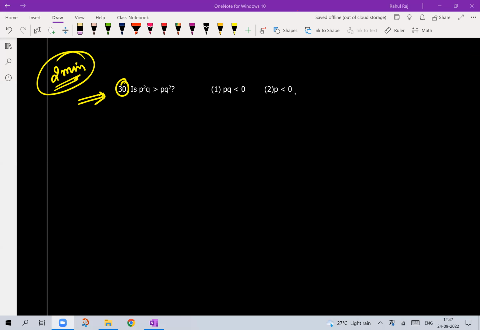It's simple, it says: is p square q greater than pq square? The question is a direct type of question. No information is given. It's an "is" type of question. So my job is to create a yes and no situation. And what I see in the question is that the variables are the same on both sides, so I personally believe in bringing everything to one side.